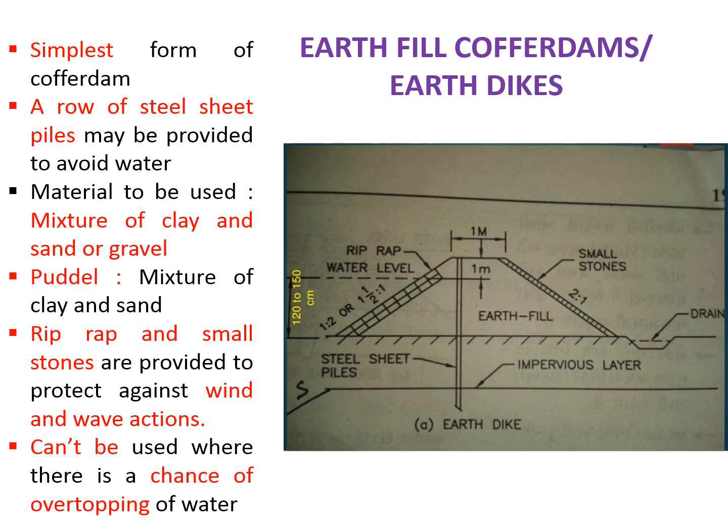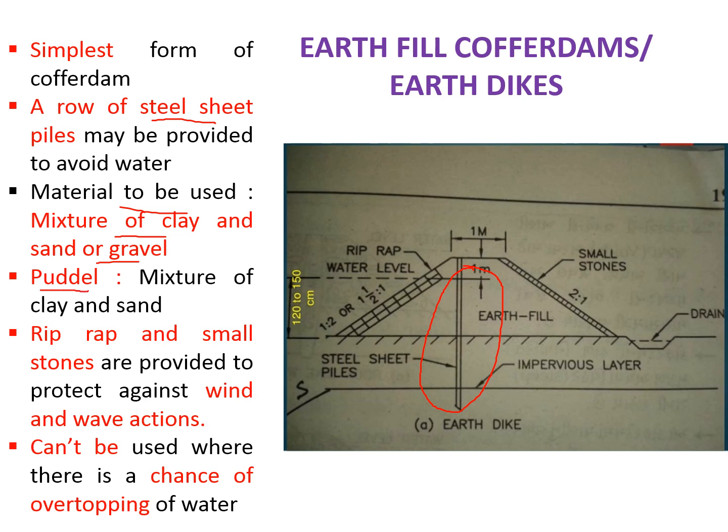Here in this figure you can see that it consists of a row of steel sheet pile. So here this is the steel sheet pile, and on both sides it is filled with earth fill. Generally the materials used are a mixture of clay and sand or gravel. So in this earth fill cofferdam, the earth filling of a mixture of clay and sand or gravel is used, which is generally called puddle. It is nothing but a mixture of clay and sand.